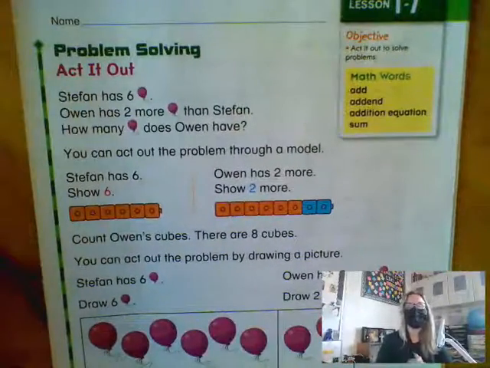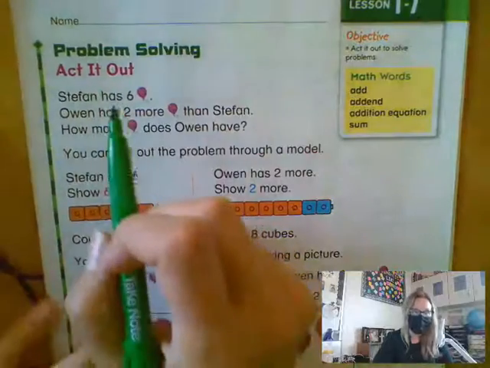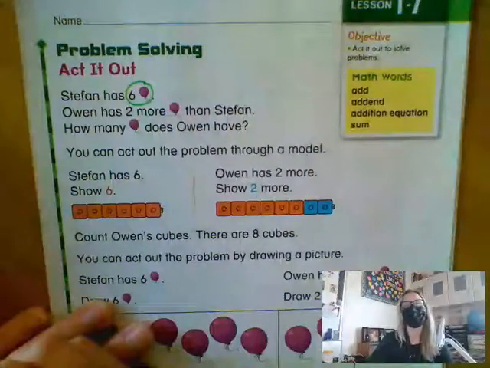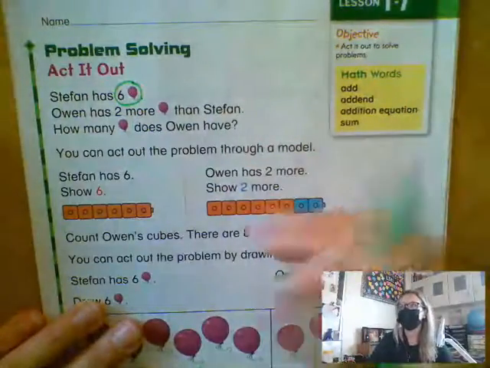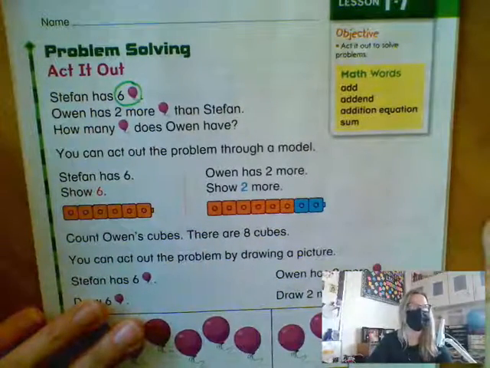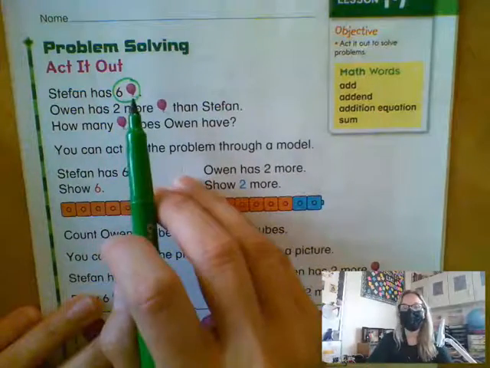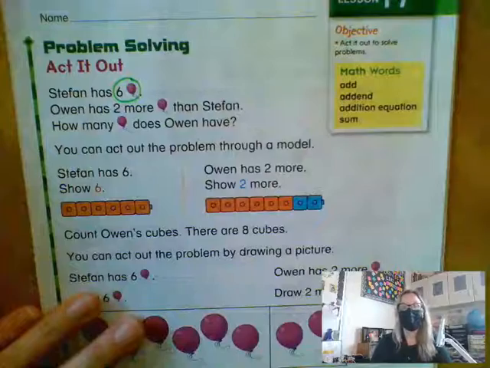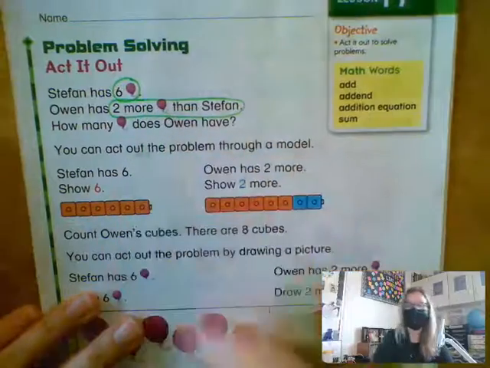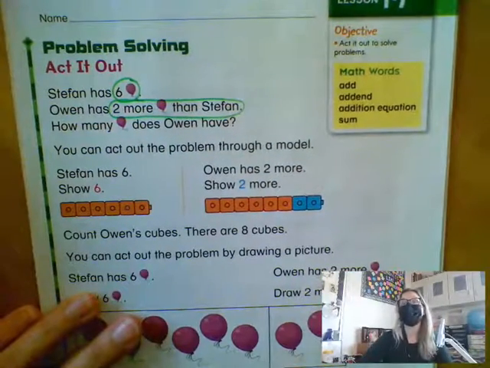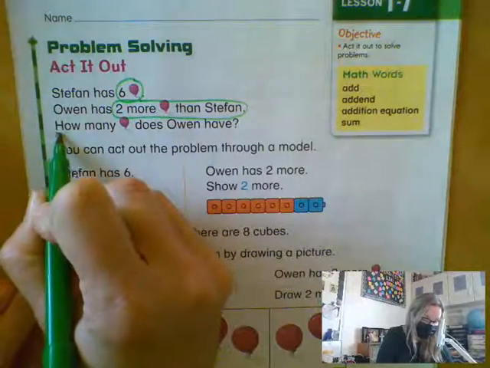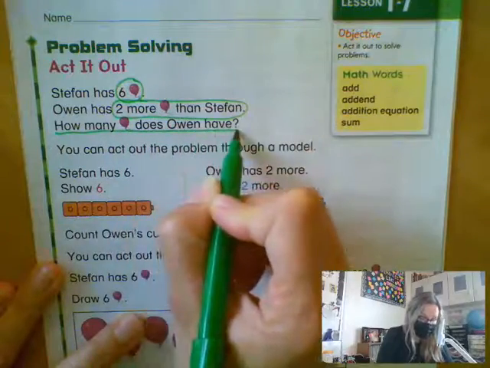you may. It says here, act it out. Stefan has 6 balloons. So I'm going to circle 6 balloons. It's really important when you're reading these word problems that you keep your information organized. So it's helpful if we always circle the numbers that we're going to be working with. So it says Stefan has 6 balloons. Then it says Owen has 2 more than Stefan. Okay, it doesn't say he has 2. It says he has 2 more than Stefan. So then our question, which I always like to underline, says how many balloons does Owen have?